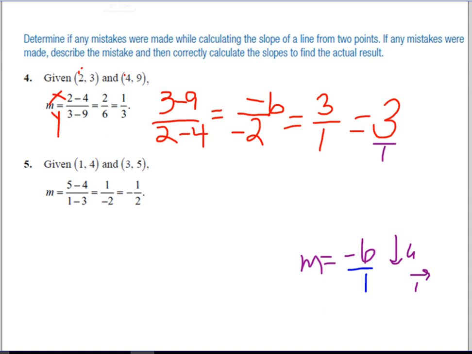Okay, let's check number 5 now. We have 5 minus 4, so they did this point first, this point second. On the bottom, we should do 3. They switched the order. We should have done 3 minus 1, which would give us a positive 2. So to fix it, it would have been a positive. So notice what happens if you switch the order of your points from your Y values to your X values. It gives you the wrong sign. It gives you negative slope and your line is actually positive slope. So make sure you're choosing that right order for your ordered pairs.